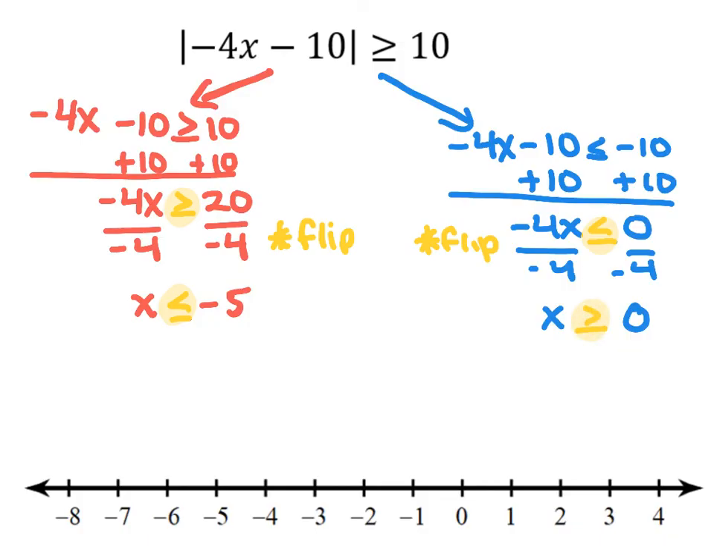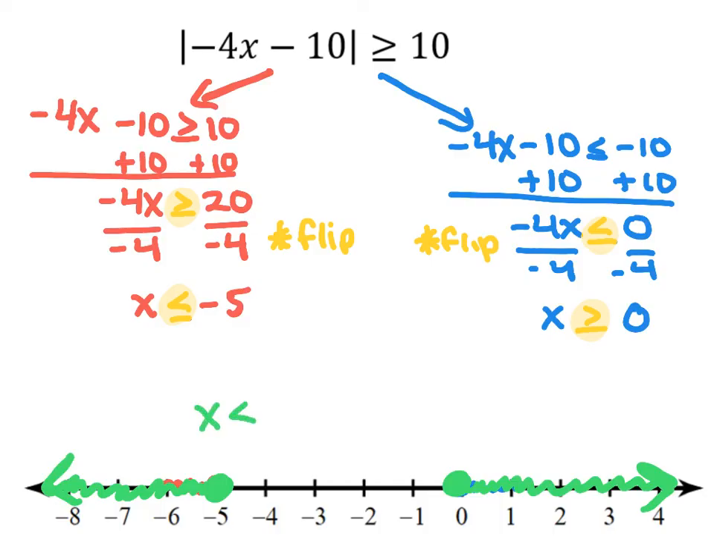Now if we were to graph these two separately, we're going to follow the same set of steps. So for x is less than or equal to negative 5, I'm going to put a closed circle at negative 5 and shade part of the graph. Then for x is greater than or equal to 0, I put a closed circle at 0, shade part of the graph. And then we can see they're going in opposite directions. Since they're going in opposite directions, we're going to continue and extend our graphs. And then we'll rewrite this as our final inequality. So x is less than or equal to negative 5, or x is greater than or equal to 0.